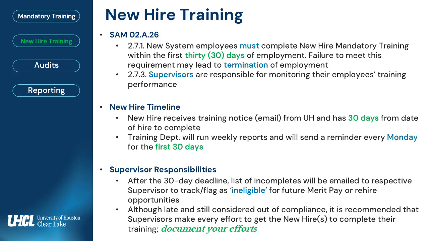When a new team member joins UHCL, they receive their initial training notice from UH and they have 30 days from date of hire to complete. This includes all staff, faculty, and student workers. The training department will run weekly reports and send a reminder every Monday for the first 30 days.